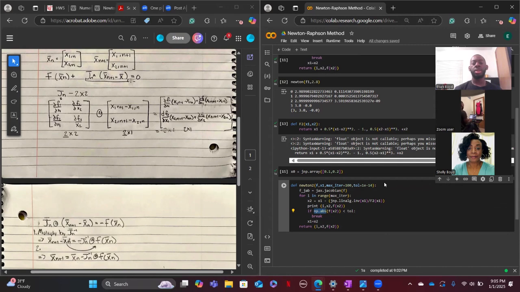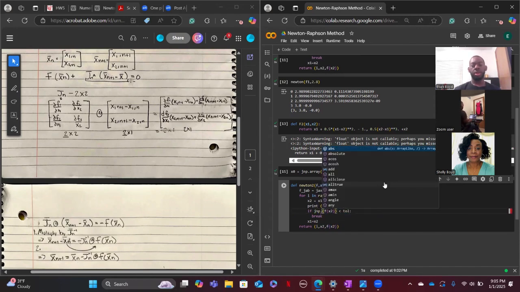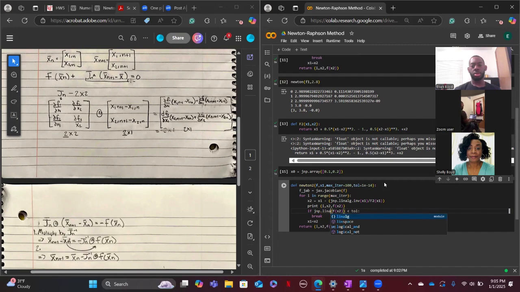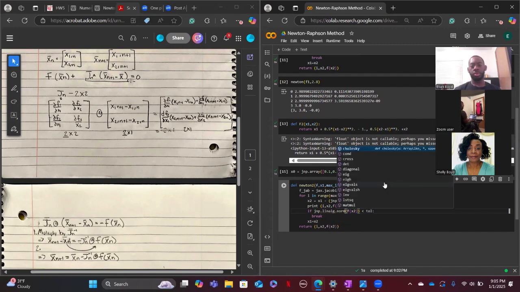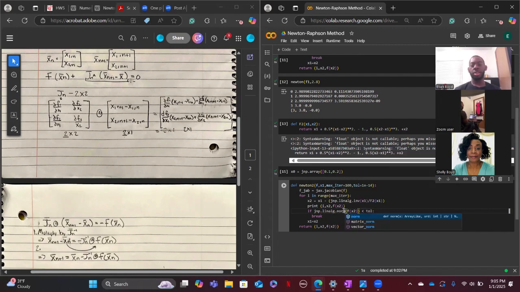And then for our if statement, the only big difference is that instead of our mp.absolute, we need to put it in the Jacobian domain. So it needs to be jnp.linalg.norm. If this is less than our tolerance, which is still 1e-14, then we need to break. Then our x1 will still be equal to our x2, and we'll still print these out.